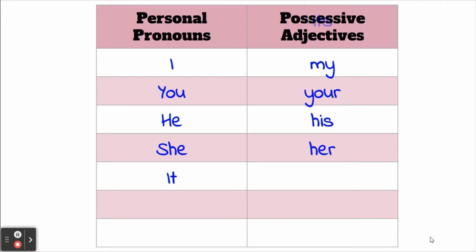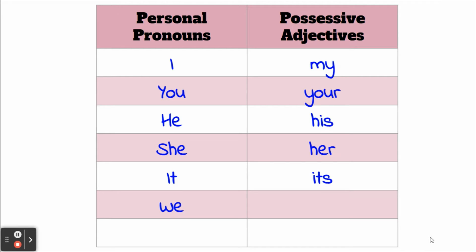And remember that it is for anything that is not a person, right? So the book has a cover. Its cover is red, for example. The dog has a bone, is big, whatever. Okay? The next one is we.